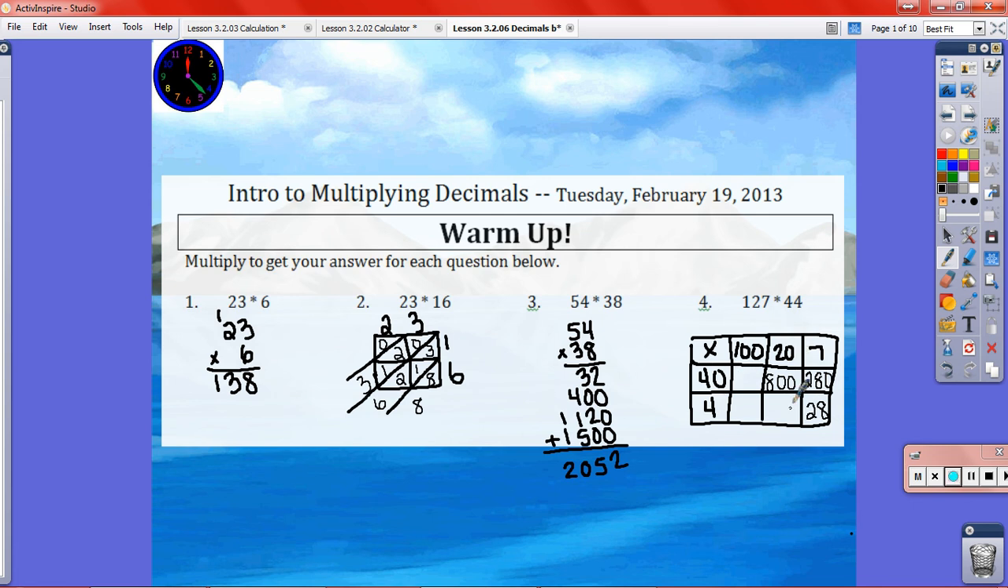20 times 4 is 80. 100 times 4 is 400. And 100 times 40. And 100 times 4 is 400. And then I just add my numbers together. So I'm going to go ahead and add each down and then add them all up.